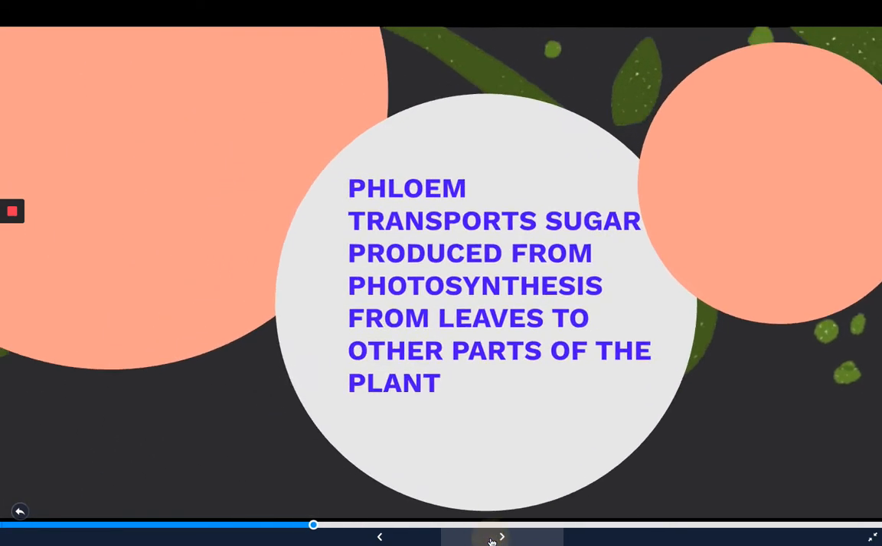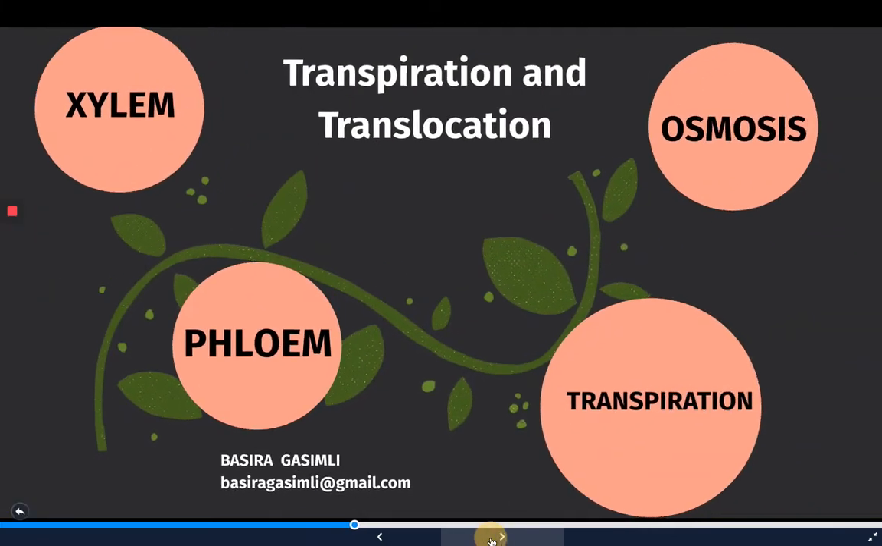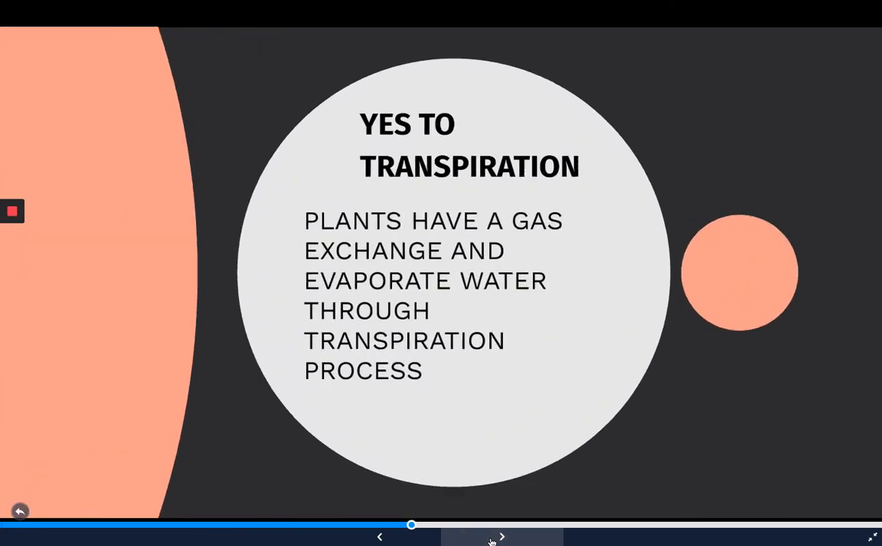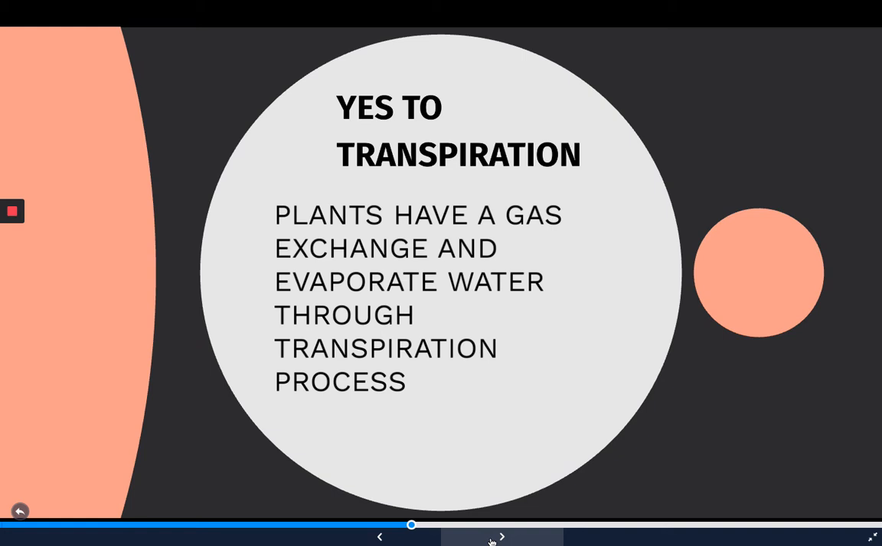All right. So, do plants breathe and sweat? Many of you may wonder about that, and some of you would say, of course not, they do not breathe, they do not sweat, but actually, yes. Plants have gas exchange and evaporate water through the transpiration process. Remember, guys, plants also need oxygen to breathe, and they also need gas exchange for photosynthesis.